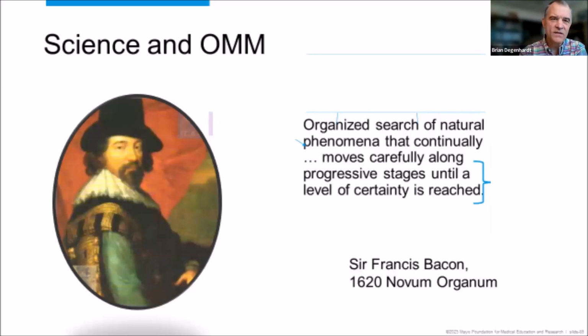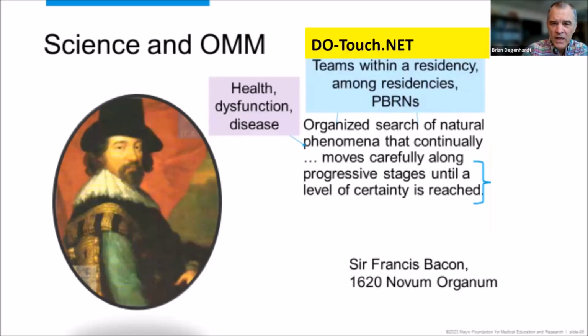So you may have seen in previous presentations of mine this definition of science. And so when we talk about an organized search, as Sir Francis Bacon wrote over 400 years ago, this is what DO-Touch.NET is. It is an organized search of natural phenomena. That natural phenomenon looks at health, dysfunction, and disease. And as a result of the work we've done, people like Mayo Clinic and their residencies are coming to us.